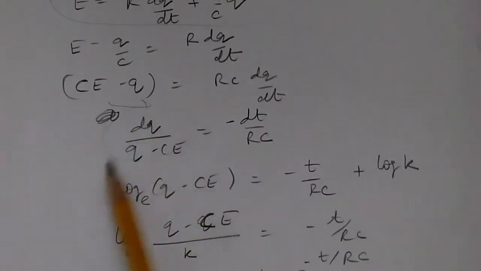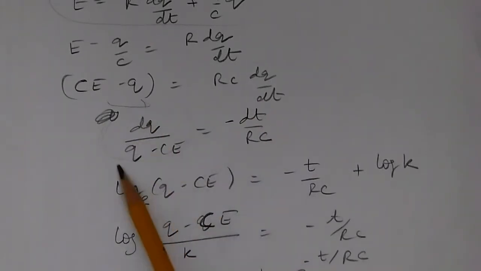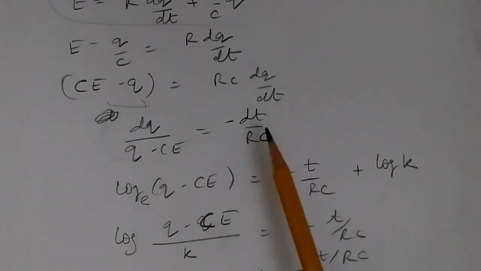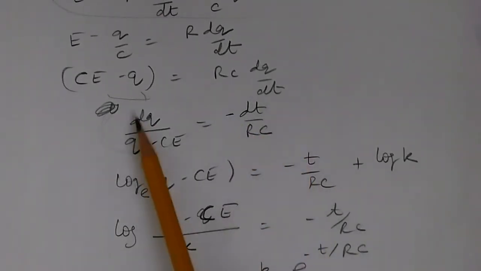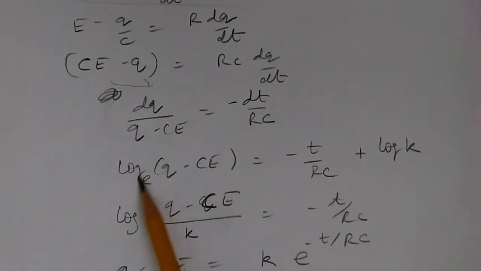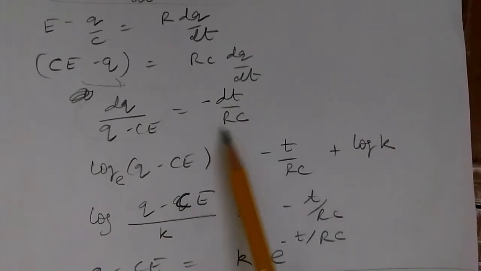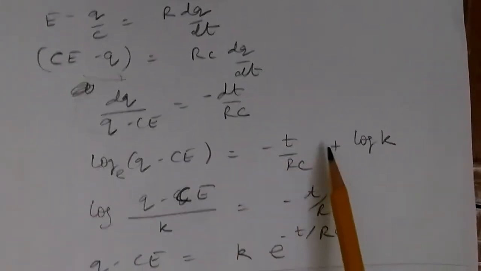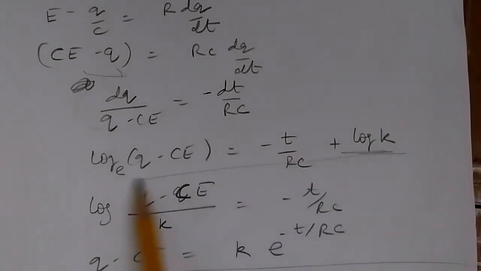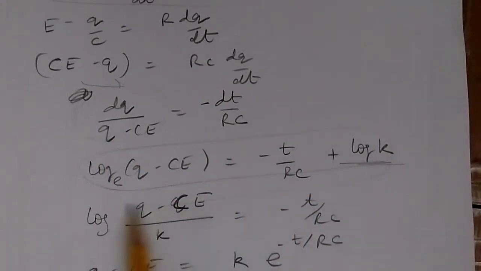Now we can take an integral on both sides, because we can integrate with respect to Q, and we can integrate with respect to dt. RC is constant, so RC does not interfere in integrating dt. The integration of 1 upon Q minus CE is log of Q minus CE to the base e. And the integration of dt is t, which gives minus t by RC, plus a constant log K, and that is where the whole new thing comes up.